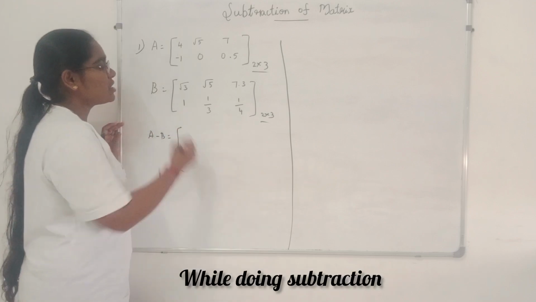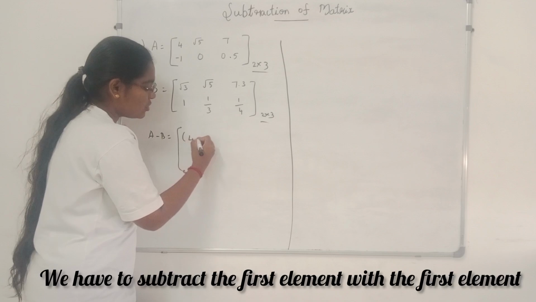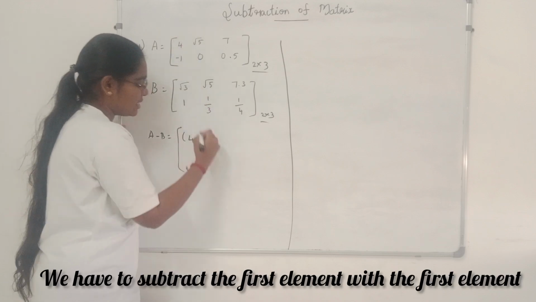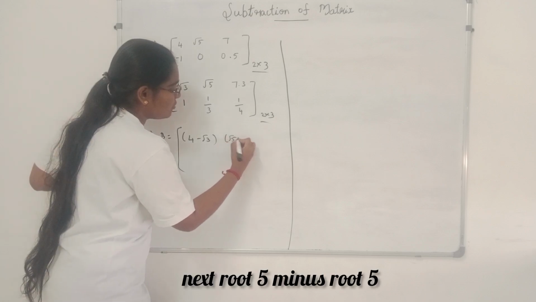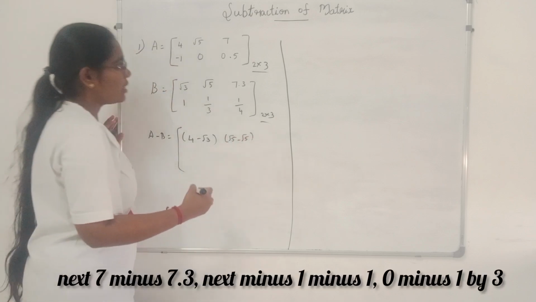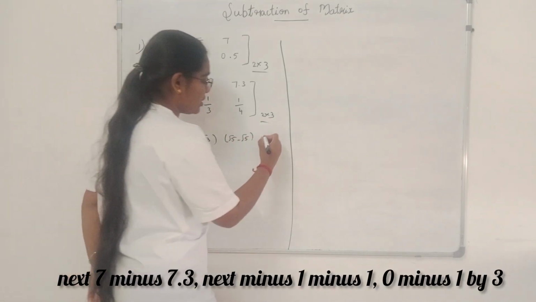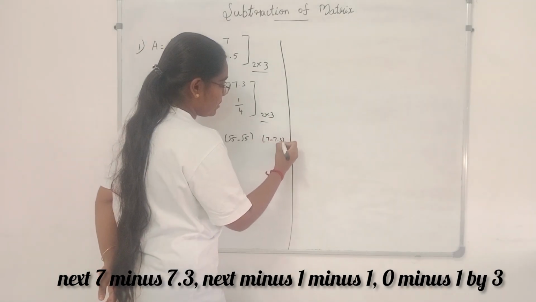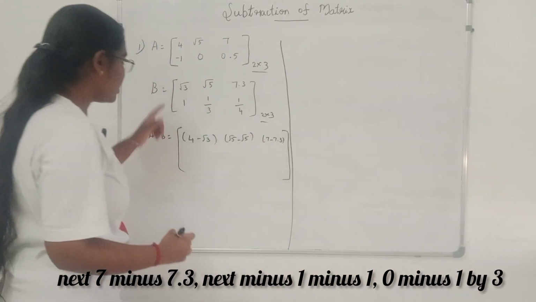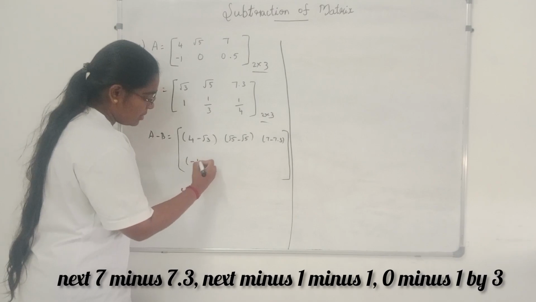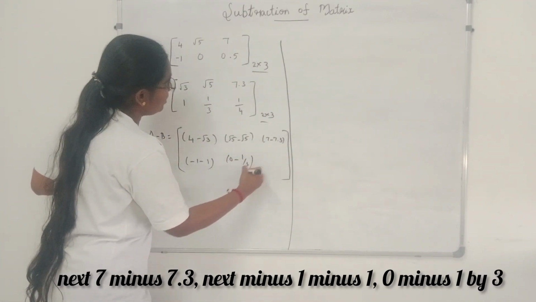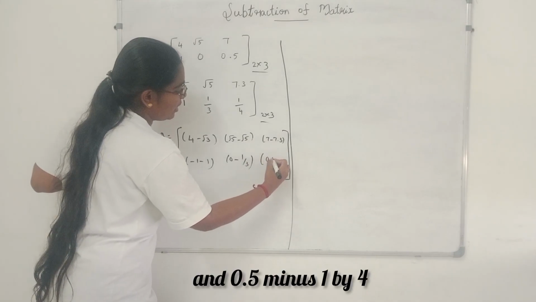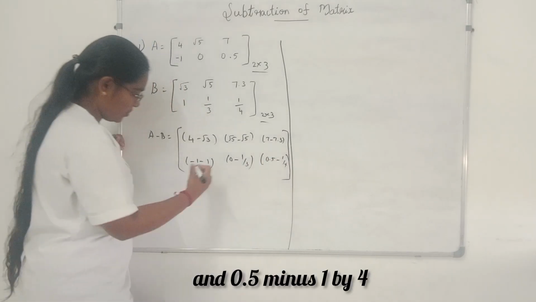While doing subtraction, we have to subtract the first element with the first element. So, 4 minus root 3. Next, root 5 minus root 5. Next, 7 minus 7.3. Next, minus 1, 0 minus 1 by 3 and 0.5 minus 1 by 4.